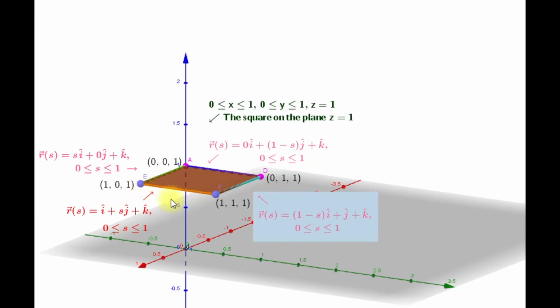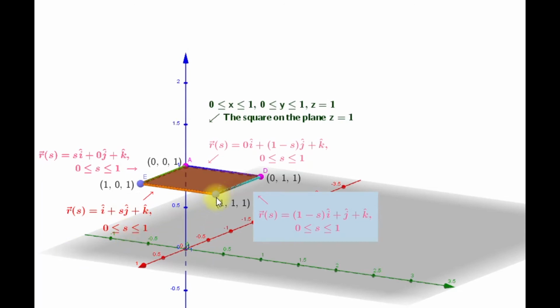Now on this line segment we can see that the z coordinate is always 1, so we can write k here. The x coordinate is always 1, so we have i here. At the same time the y coordinate varies from 0 to 1, so we have the vector valued function given by r of s equal to i plus s j plus k, where 0 less than or equal to s less than or equal to 1.